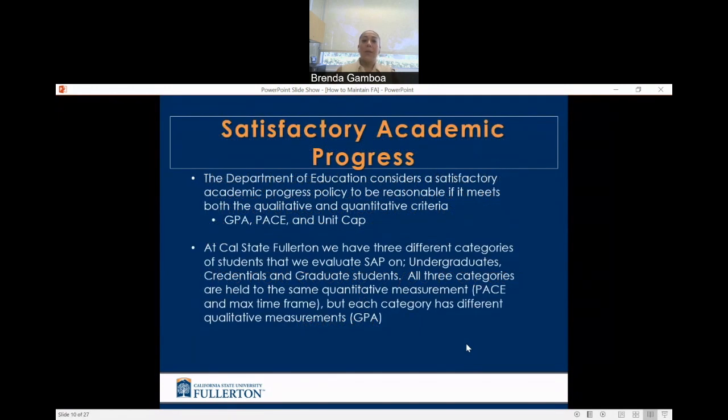Well, the Department of Education considers a satisfactory academic progress policy to be reasonable if it meets both the qualitative and quantitative criteria, which includes your GPA, PACE, and Unit Cap. At Cal State Fullerton, we have 3 different categories of students that we evaluate SAP on: undergraduates, credentials, and graduate students. All 3 categories are held to the same quantitative measurement, PACE, and max timeframe, but each category has different qualitative measurements, which is GPA.